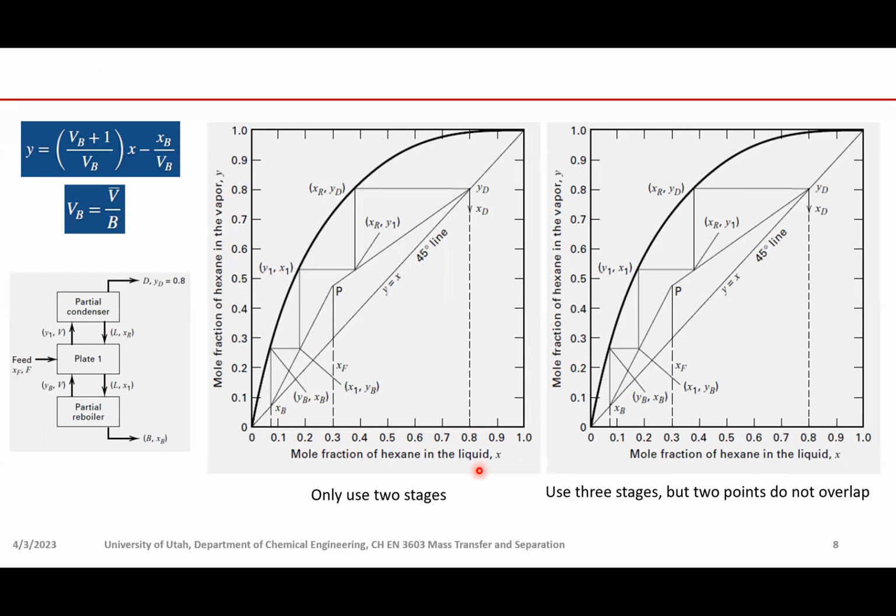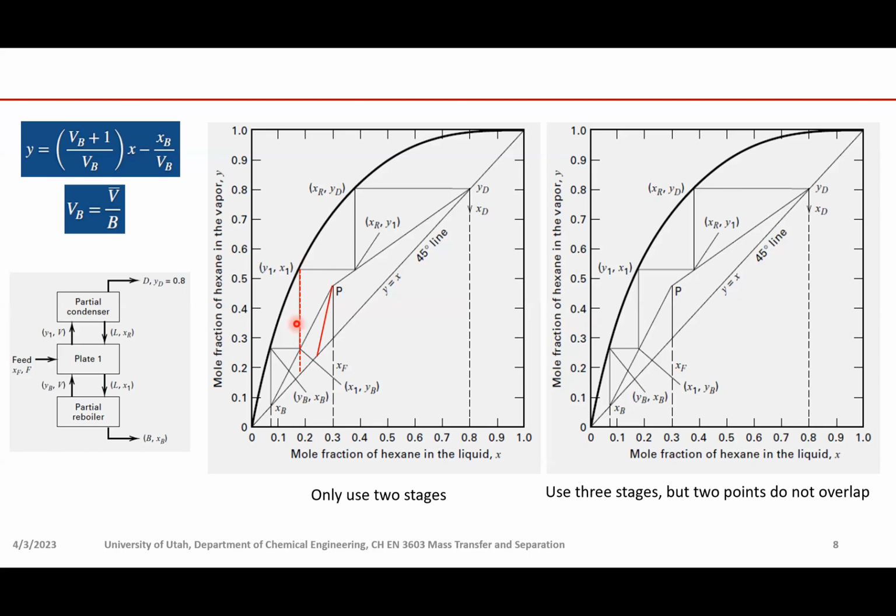Let's look at how we do this. So here I'm using these two figures, which are the same as the previous one. I'm using them as a template to do this design. So if we have a stripping section operating line that has a slope of this, okay, then after stage 2, that corresponds to plate 1, we need to do a step off. We switch the operating line from the rectifying section operating line to the stripping section operating line.